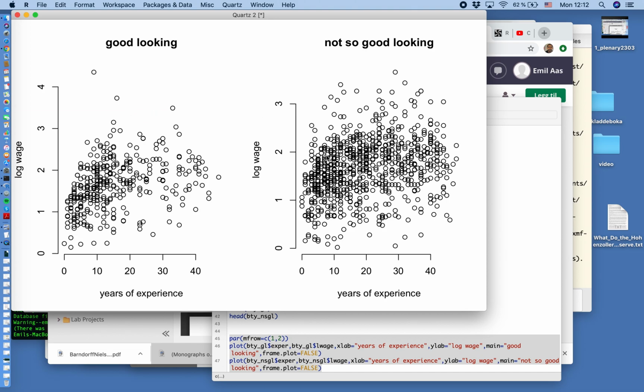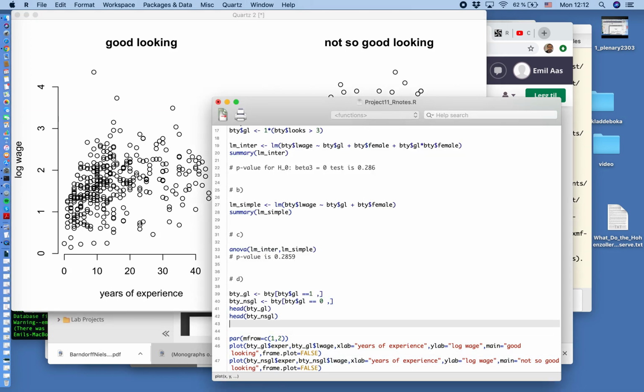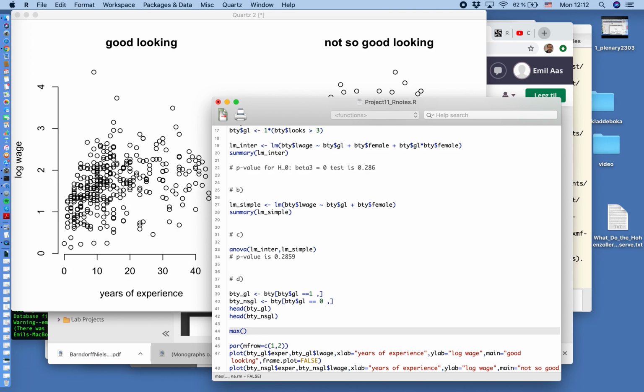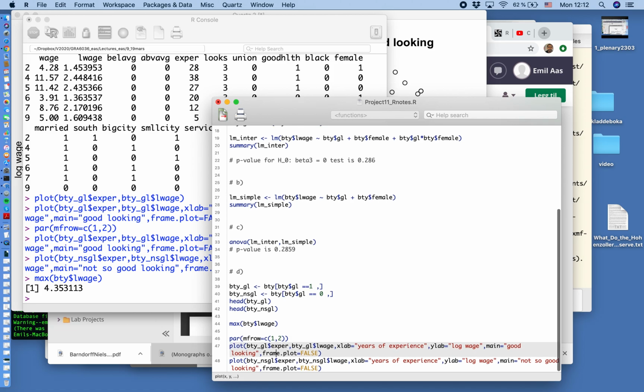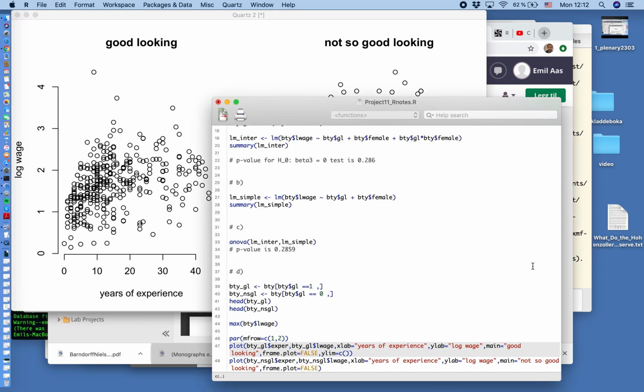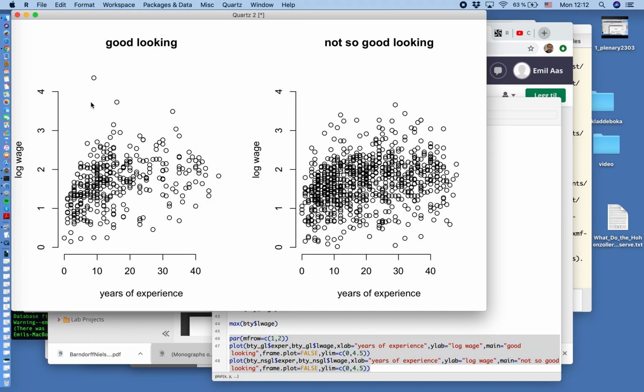Now notice that the y-axes are not the same in the two plots, so we want to adjust this y-axis, or both of these, so that they are more immediately comparable. Then let's check what the max is on the log wage scale, so we do max of BTY log wage, which is 4.3. So then we can do ylim. We start at 0 and we want to go all the way up to 4.5, say, for both plots. And now we see that the y-axes are the same, so these plots are easier to compare.